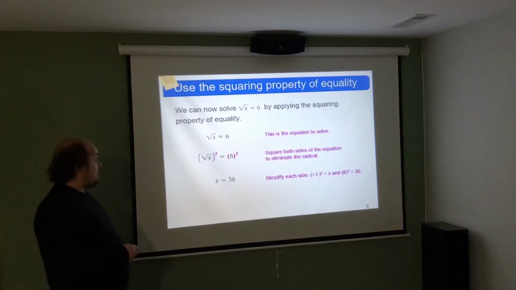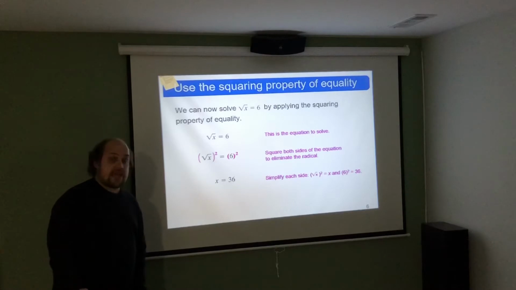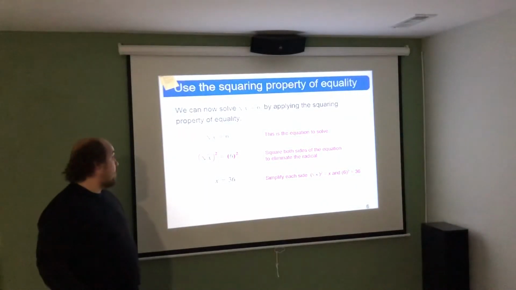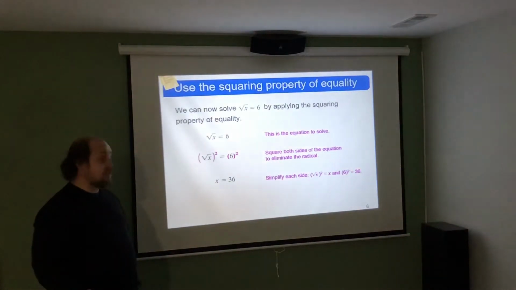So if, for instance, we knew that the root of x equaled 6, we could square both sides. Squaring the side with the x would get rid of that root symbol and just give me x. Squaring the 6 would give me 6 times 6 equals 36. So the answer to the root of x equals 6 would be x equals 36. Remember, we're only considering the positive form here.